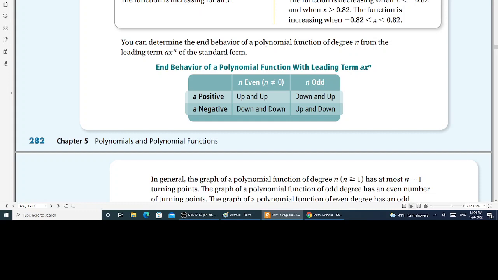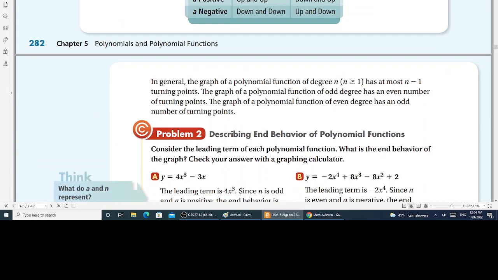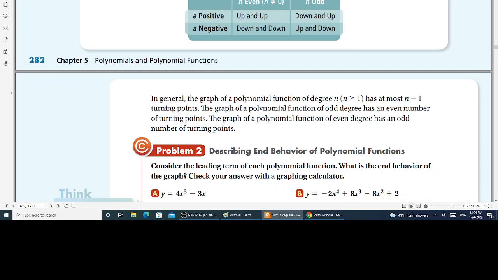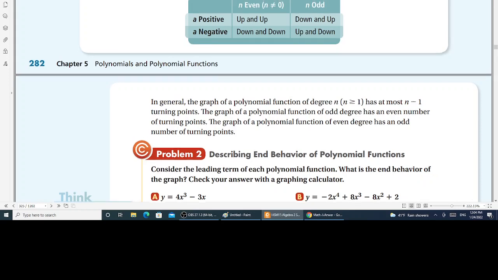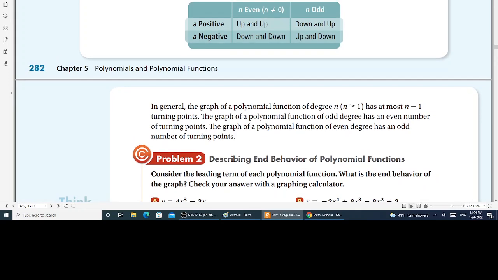When a is negative, then the function is down when n is even, and the function is up, down when n is odd. So when n is even, again, the function is up or down: up when a is positive, down when a is negative. Now when n is odd, then the function is down, up if a is positive, and up, down if a is negative.